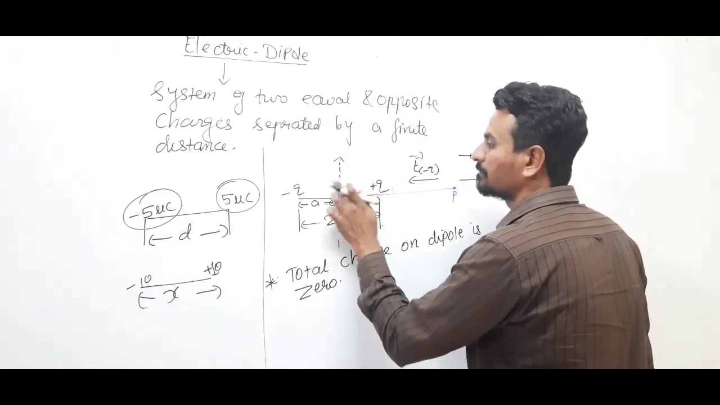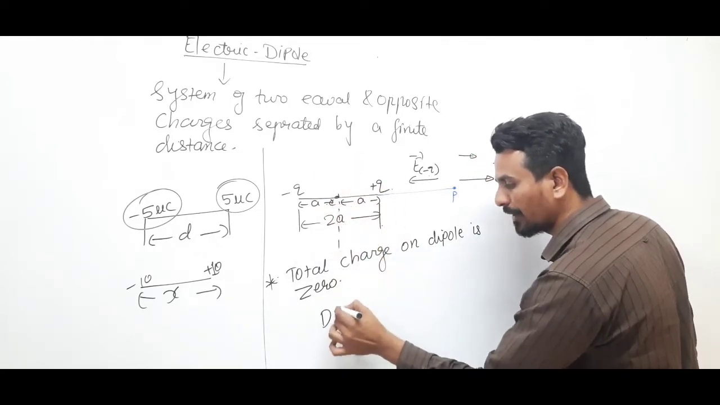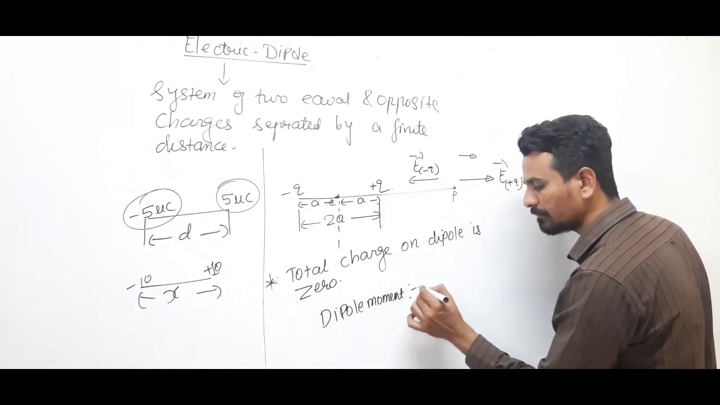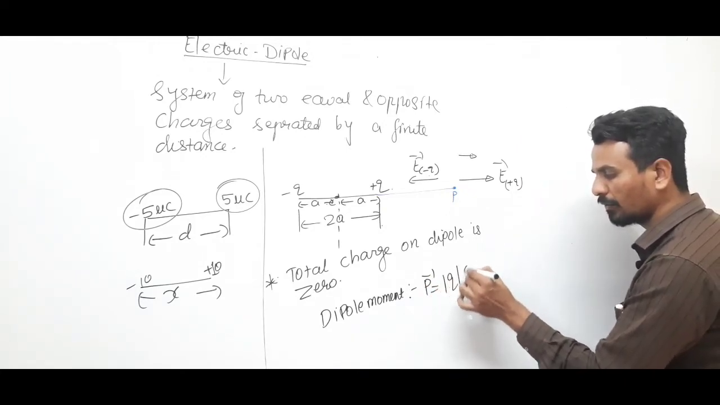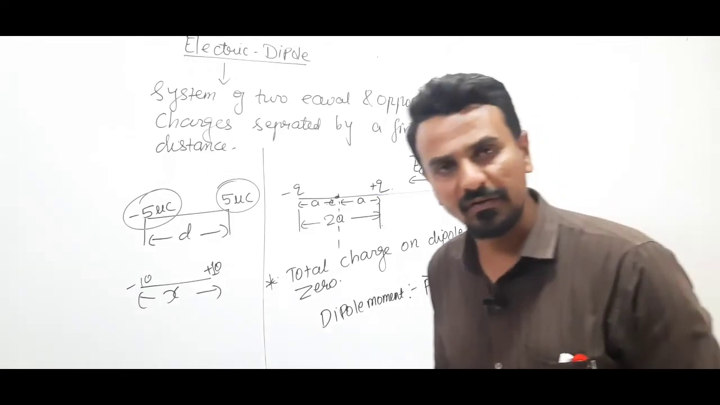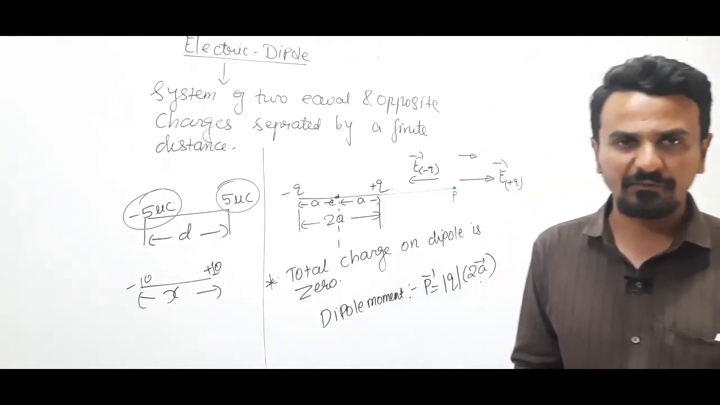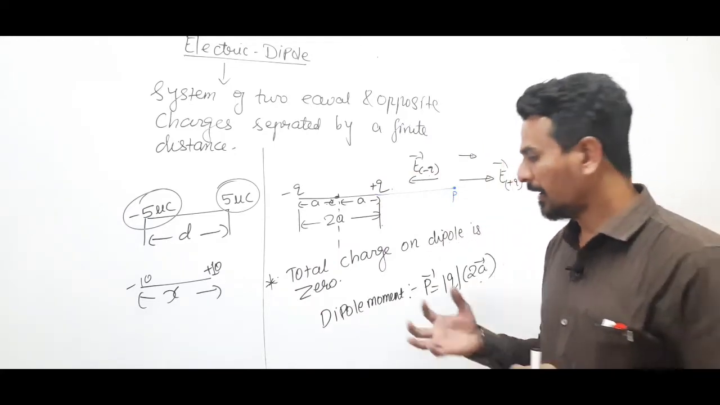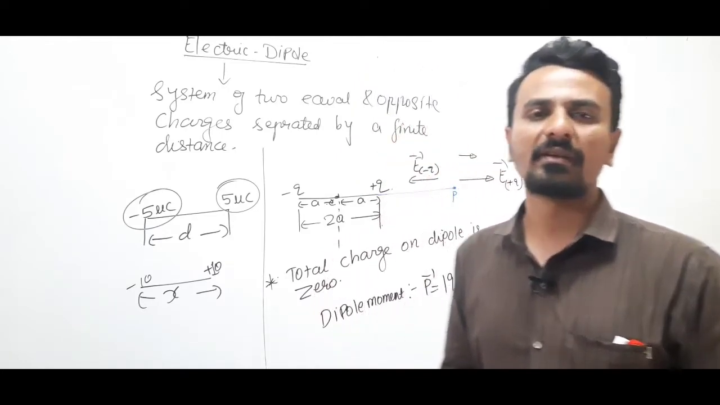Fine, we'll define one vector quantity which is known as the dipole moment. Dipole moment is a vector quantity. It is equal to the magnitude of any one of the charges times the distance between the two charges. This is defined as the dipole moment. It is a vector quantity and it is used to determine the strength of the dipole. We are defining this dipole moment to determine the strength of an electric dipole.